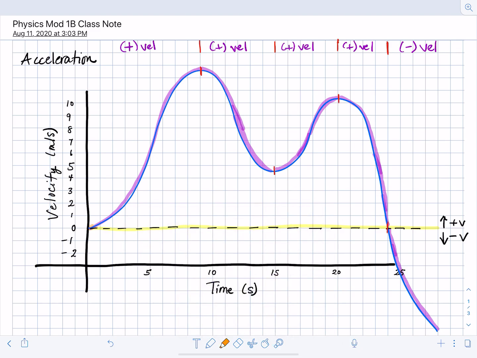So let's start by looking at this first section. Let's see if I can add to this. All right, so here, in this section, we clearly have a positive slope.